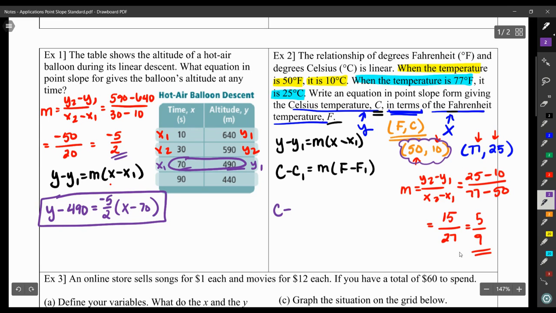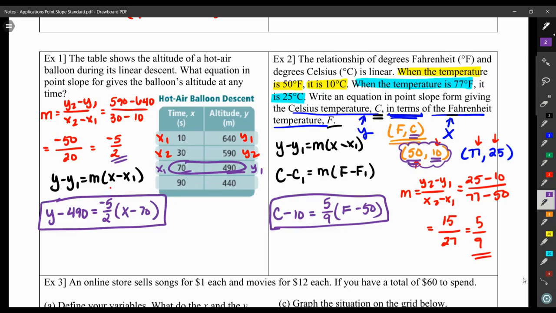So we have C minus, so the Celsius is the 10. Keep track of what's what. The Celsius is the 10, equals my slope, which was 5/9, times the Fahrenheit, which is F, minus F1, which is 50. So here is the equation for Celsius to Fahrenheit.